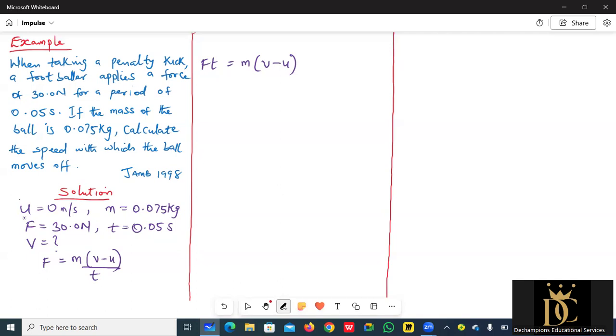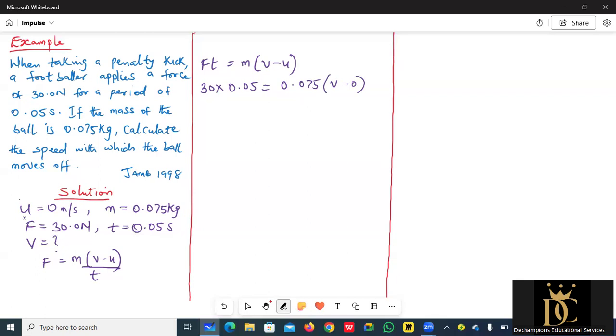The force applied by the footballer is what F stands for. 30 times the time taken for applying the force, 0.05 seconds, is equal to the mass of the ball, which is given as 0.075, times the bracket final velocity V minus 0. Don't forget the reason why the initial velocity is 0.